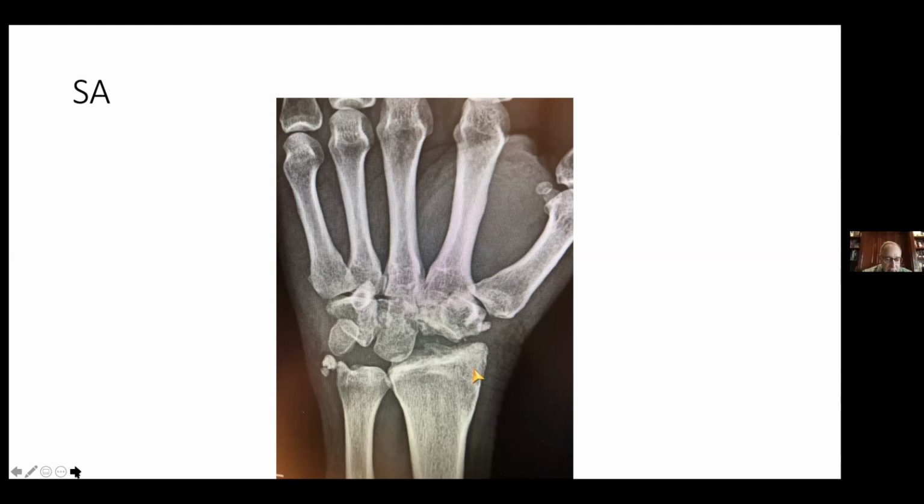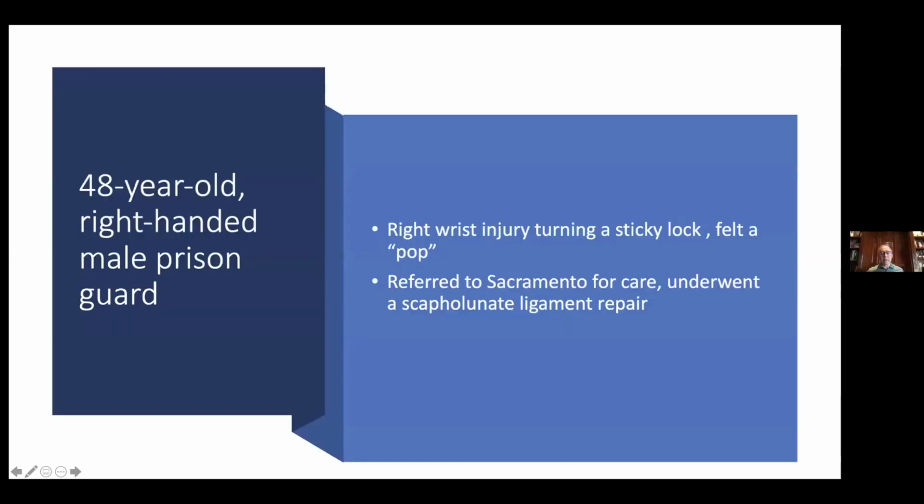Okay. So next case. This is kind of the ultimate SLAC wrist case. This is going to be fun for everybody, I think. This is a 48-year-old right-handed male prison guard, and he was working in the prison. He was turning a sticky lock, and I've never seen these locks, but I've been told the locks in the prison are huge, and the keys are huge, and the locks are sticky because they're old and rusty. And he felt a pop in his wrist.